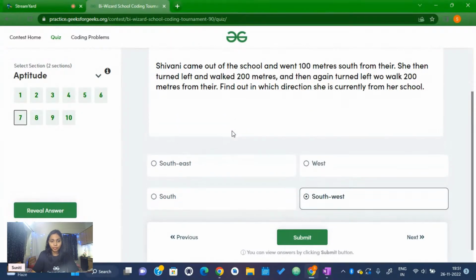This is also pretty simple. We just need to follow the instructions. There are certain questions where we don't need to apply much logic, we just need to follow the instructions. So let us see what instructions we have here. Shivani came out of the school and went 100 meters south from there.